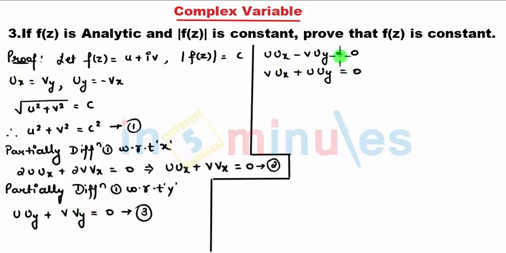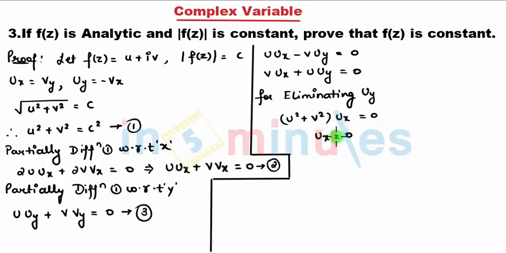If you want to solve these simultaneously, obviously we want to eliminate some terms. For eliminating uy, I need to multiply the first equation by u and the second equation by v, and hence I can eliminate uy. So we get u squared plus v squared times ux, because when you multiply by u that becomes u squared, and multiplication by v becomes v squared, and that is equal to 0. Therefore you can say my ux is equal to 0.